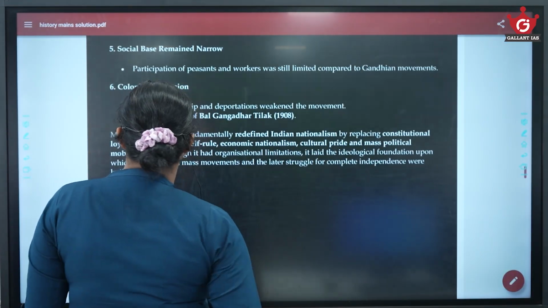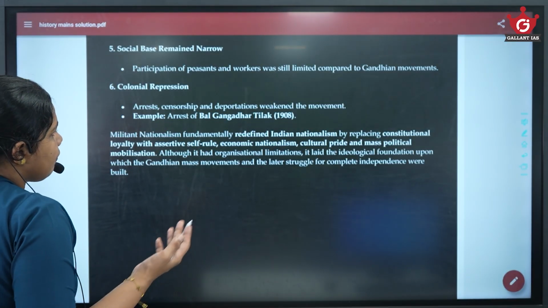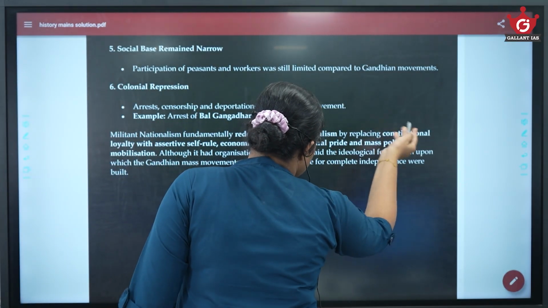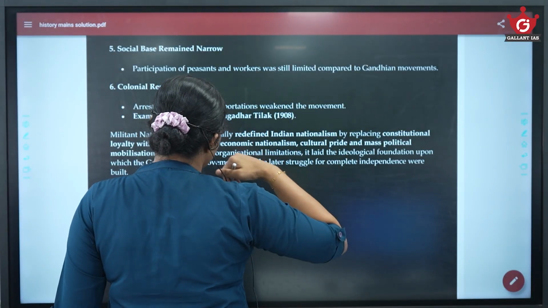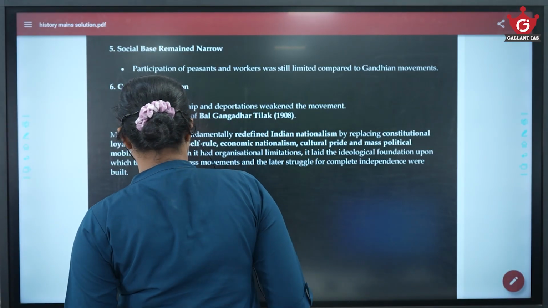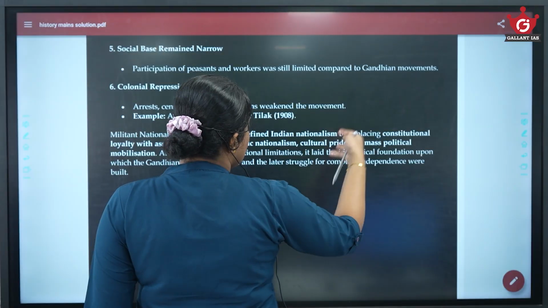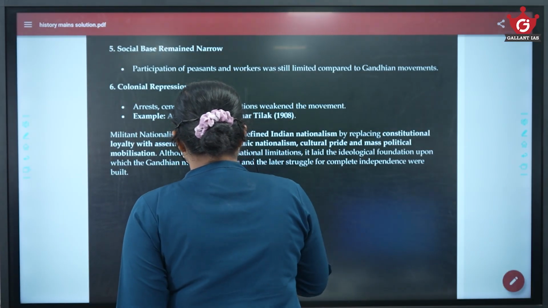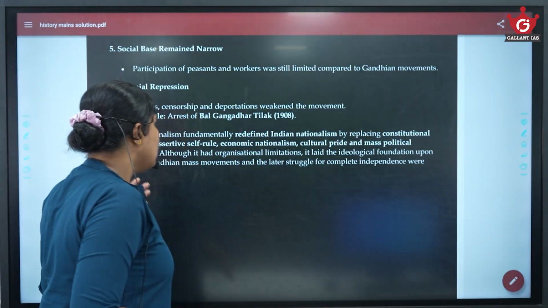Now you can effectively conclude: militant nationalism fundamentally redefined Indian nationalism by replacing constitutional loyalty with assertive self-rule, economic nationalism, cultural pride, and mass political mobilization. Although it had organizational limits, it laid the ideological foundation upon which Gandhian mass movements and later struggles were built.